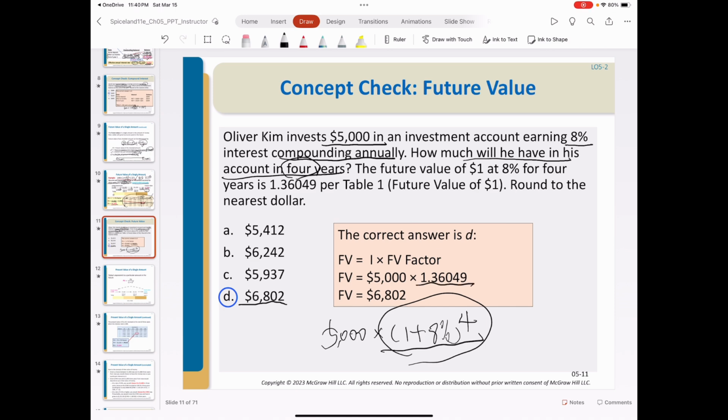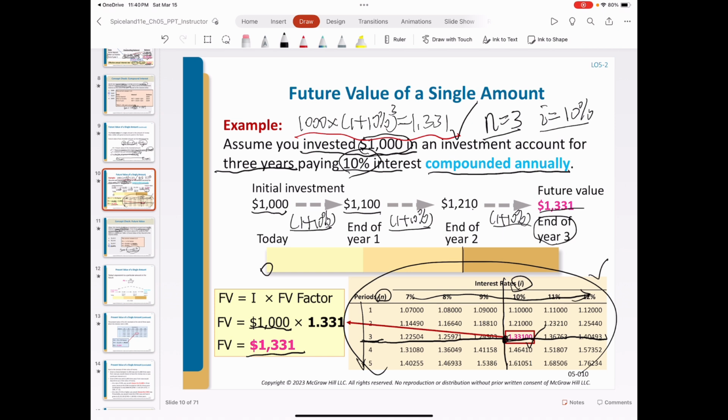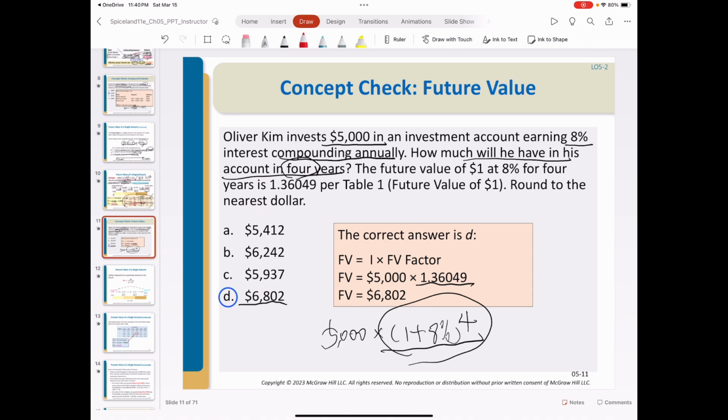The factor is 1.36049. Again, we just borrow it from the table. Here, differently, it is 4 periods and 8%, the intersection. This factor is just what we use in this example.